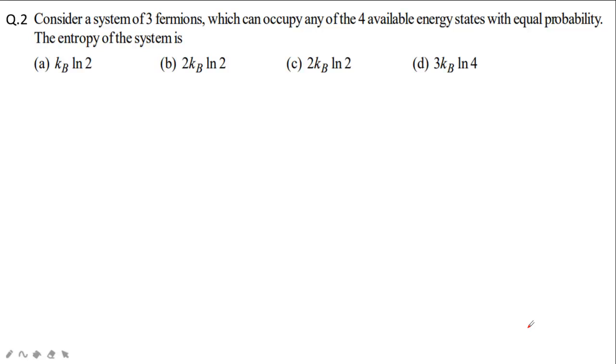Moving ahead, this is question number 2. Let me read out the question first. Consider a system of 3 fermions which can occupy any of the 4 available energy states with equal probability. The entropy of the system is, and there are 4 options.